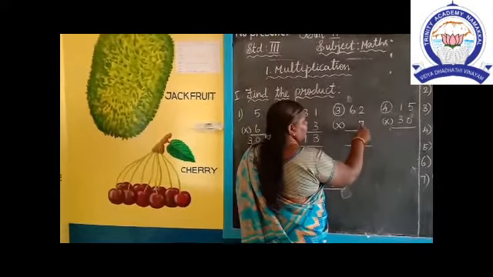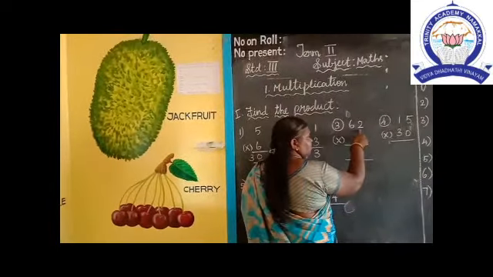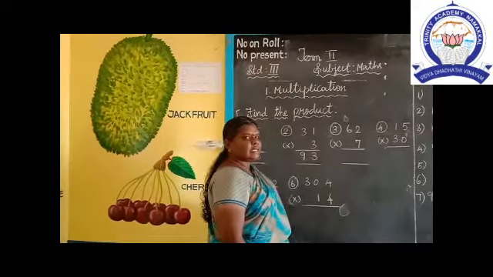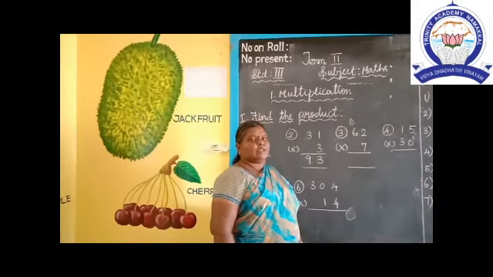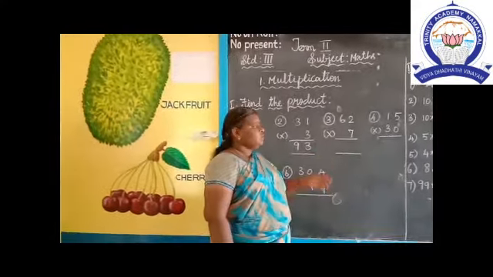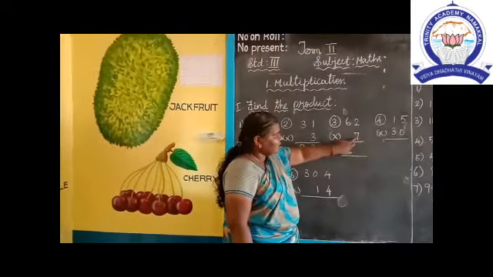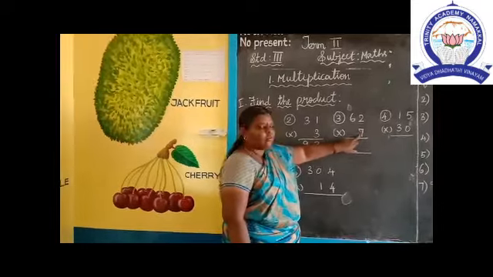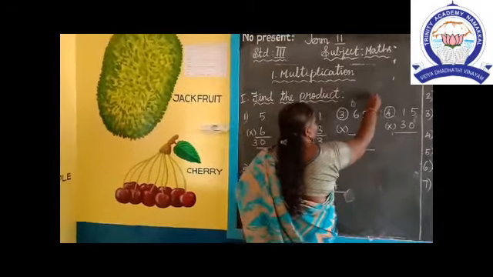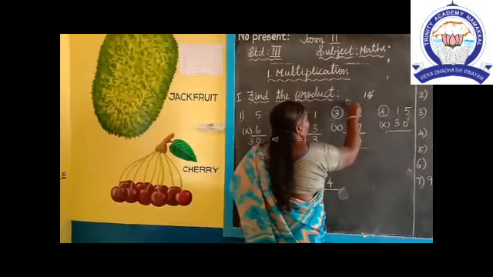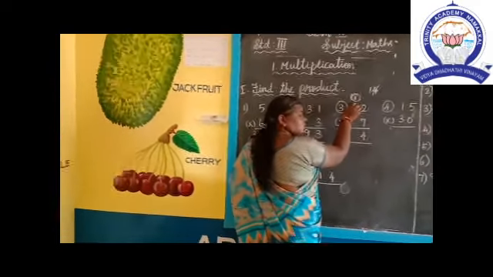See the third sum, 62 multiplied by 7. First you multiply 2 into 7. Say the 2 table: 2 1 is 2, 2 2s are 4, 2 3s are 6, 2 4s are 8, 2 5s are 10, 2 6s are 12, 2 7s are 14. You stop at 7 times. 4 only you write in the 1's place, 1 is carried over to the 10's place.